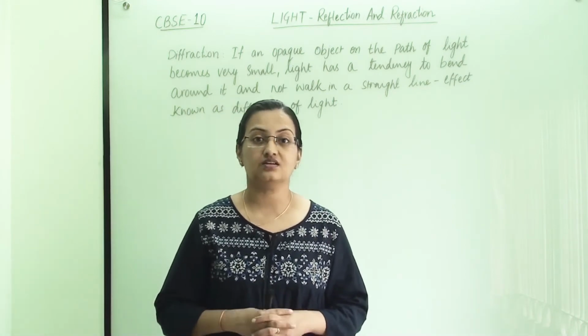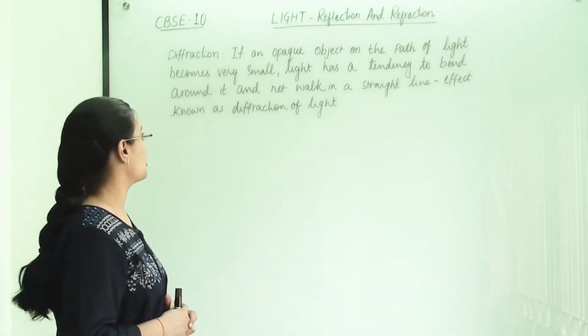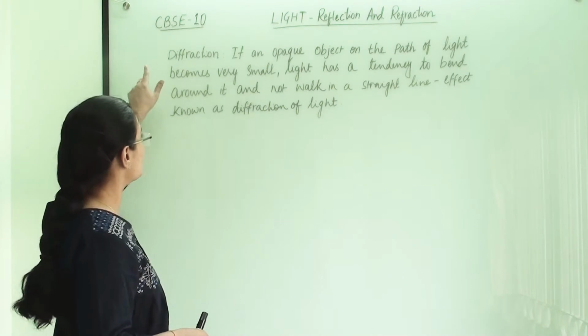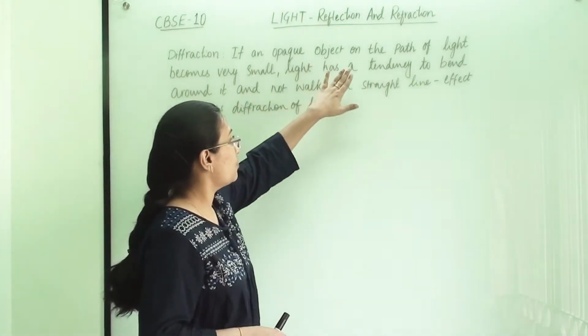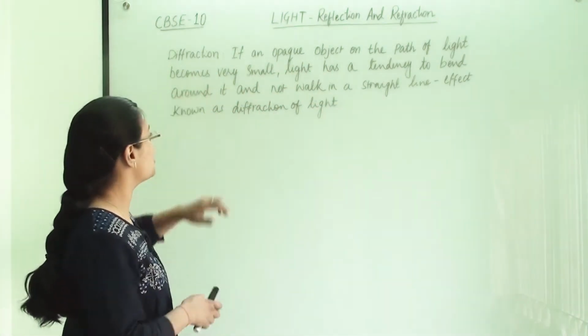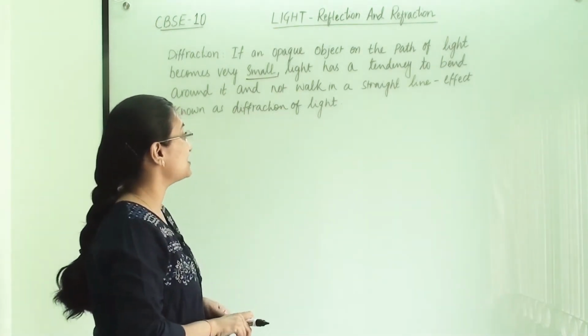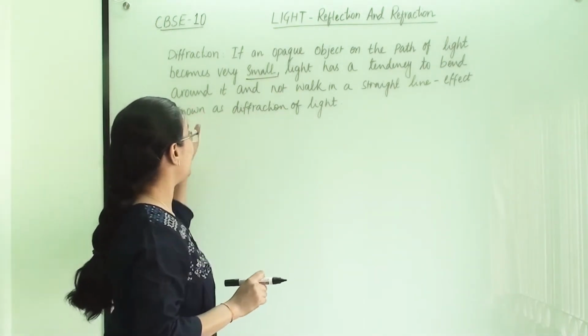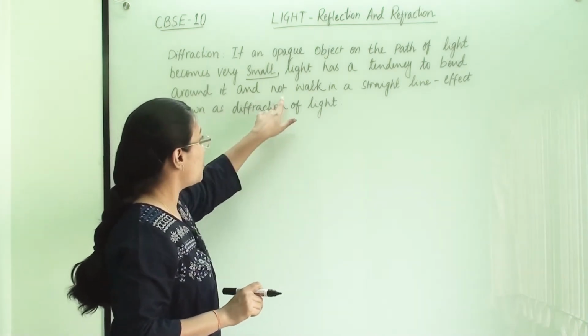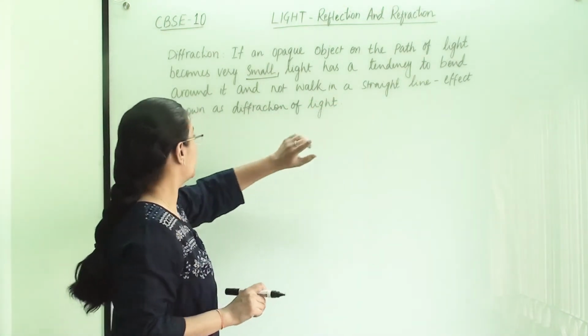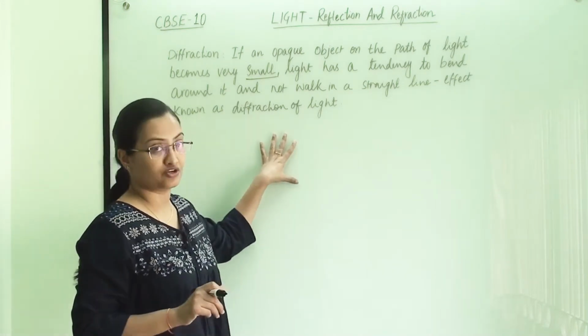So let us start this chapter with diffraction. So what is diffraction? If an object on the path of a light becomes very small, then light has a tendency to bend around it and not walk in a straight line. This effect is known as diffraction of the light.